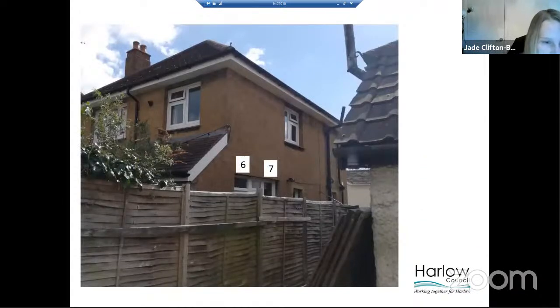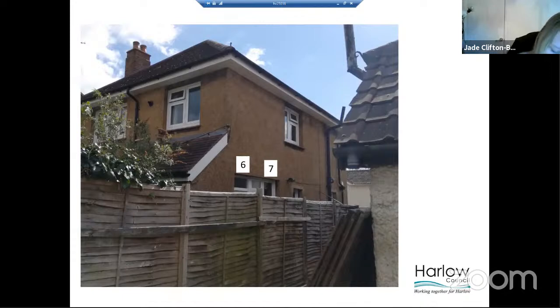This shows the side windows of number 49. A daylight and sunlight assessment has been submitted, which notes that the two side kitchen windows, numbered 6 and 7 here, would receive less daylight compared to the existing circumstance. However, all habitable windows on both neighbouring properties would pass the Building Research Establishment standards in relation to daylight.